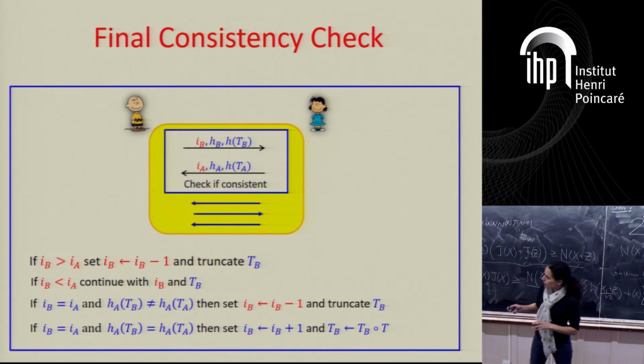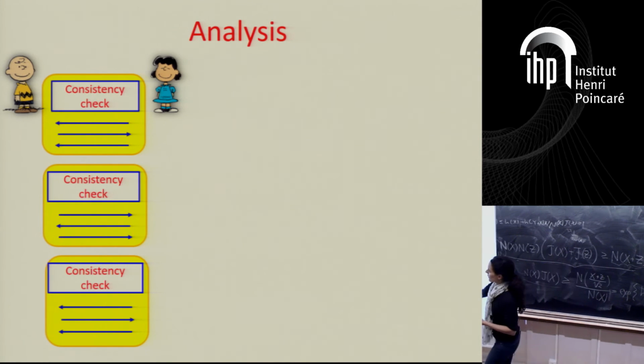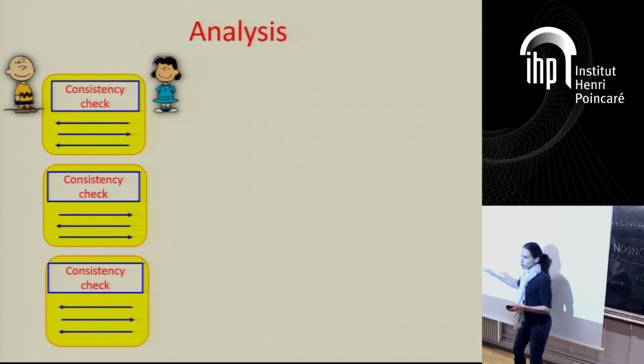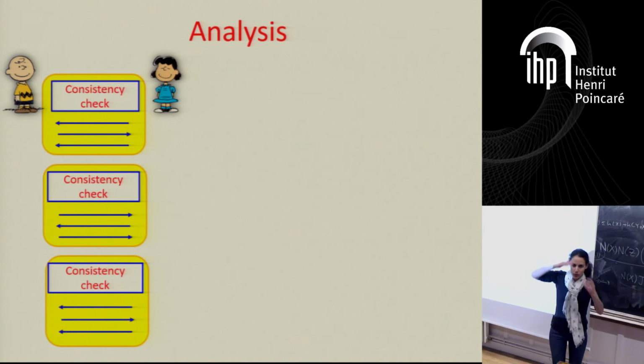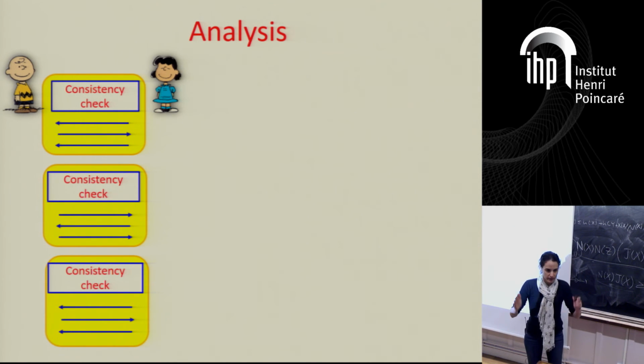So we just apply these consistency checks. We either continue or we go up. Sometimes I go up if we're not in the same chunk, and hopefully we get together.